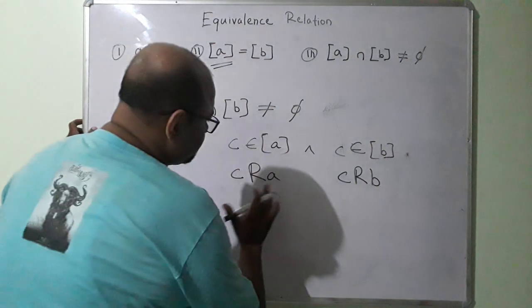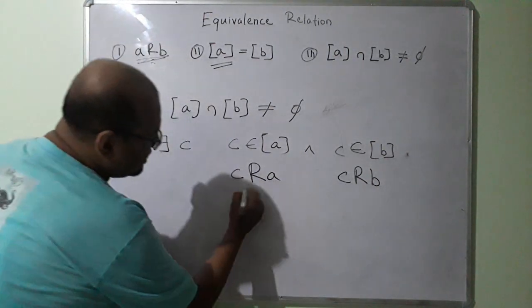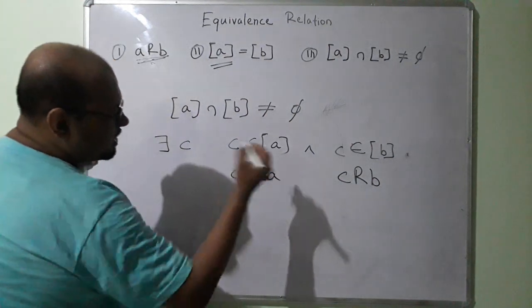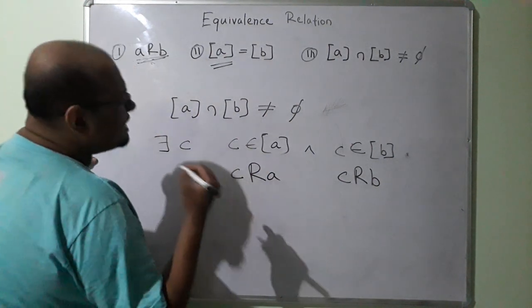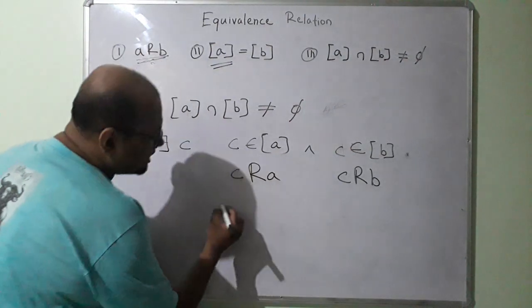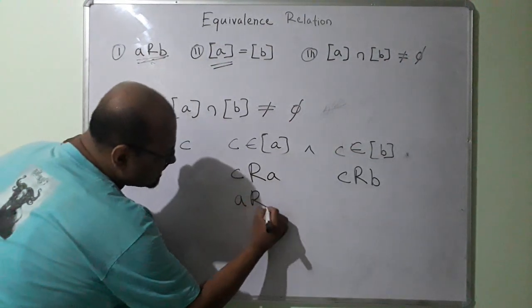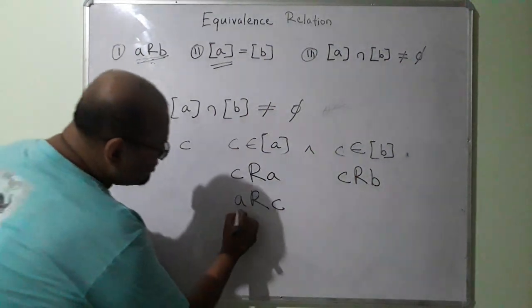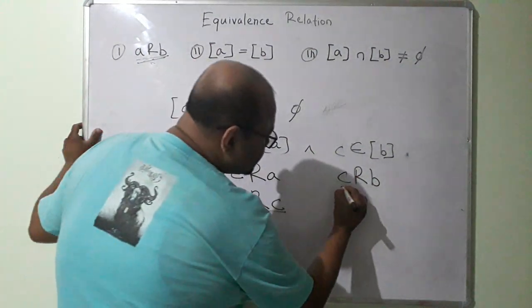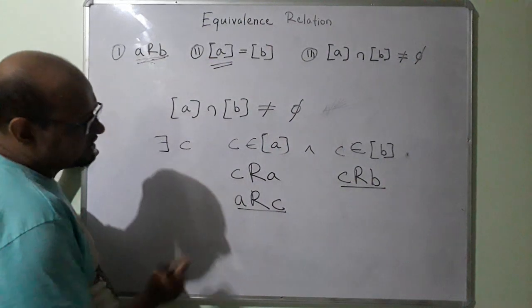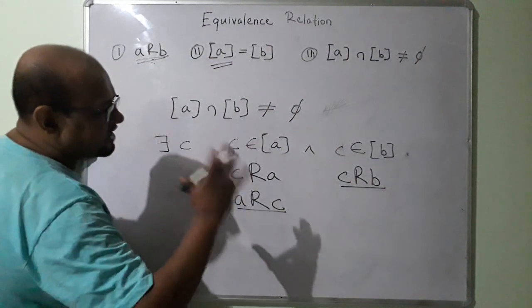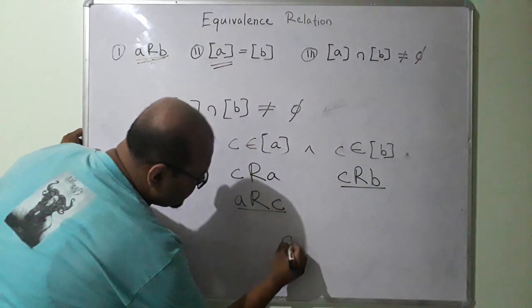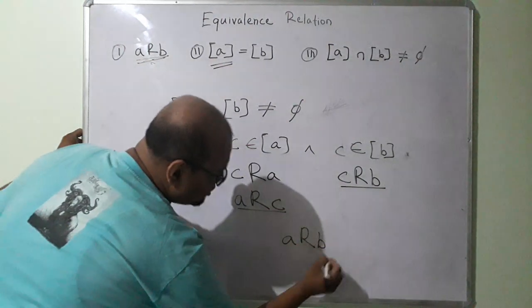Now, what do I know? This CRA belongs to the relation. What kind of relation is this? This is an equivalence relation. Therefore, this is symmetric. Therefore, ARC must also belong to the relation. Now, ARC belongs to the relation and CRB belongs to the relation. This is an equivalence relation. Therefore, it is also transitive. So, what do I know? ARB belongs to the relation.